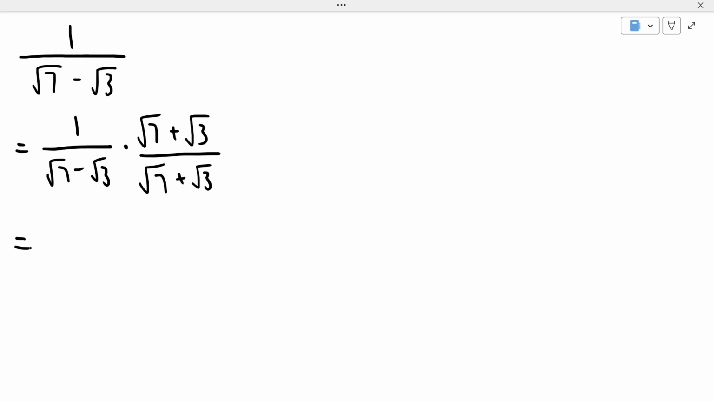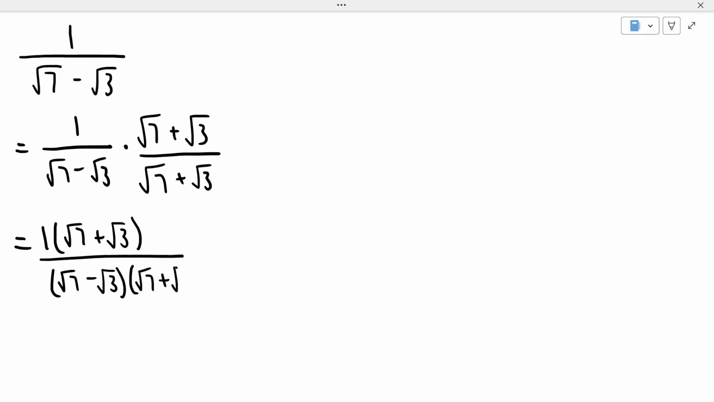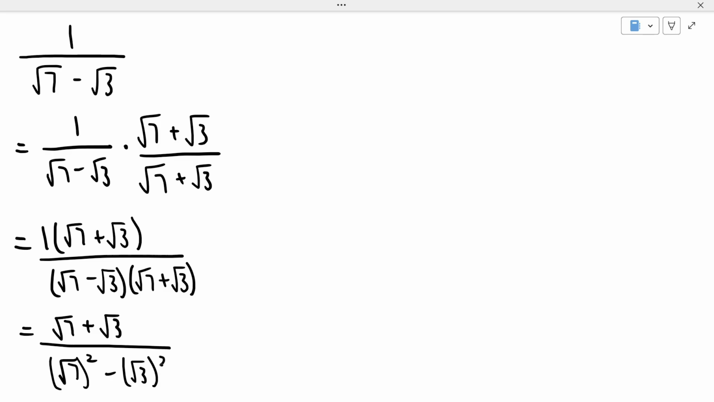So this becomes 1 times the square root of 7 plus the square root of 3 in the numerator, and the square root of 7 minus the square root of 3 times square root of 7 plus the square root of 3 in the denominator. If we apply the distributive property in the numerator, this becomes the square root of 7 plus the square root of 3, and the denominator is in the form a minus b times a plus b, where a is equal to the square root of 7 and b is equal to the square root of 3. So that just equals the square root of 7 all squared minus the square root of 3 all squared, which corresponds to a squared minus b squared.